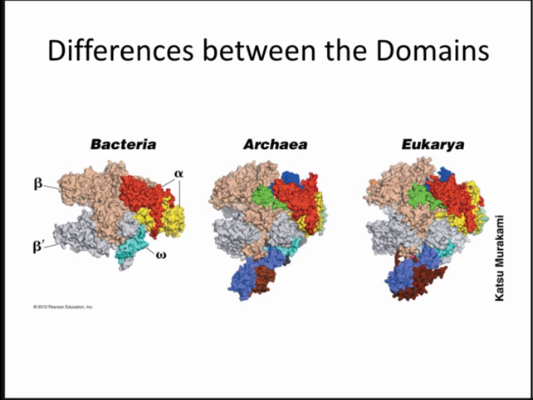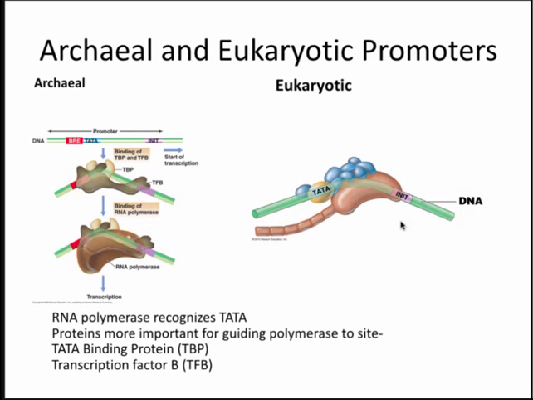If you look at the RNA polymerases from bacteria and archaea and eukarya, you see a difference. The bacterial RNA polymerase is different than the archaeal RNA polymerase. And the archaeal RNA polymerase looks very similar to the eukaryotic one. As I said, there are also differences in the promoters. Archaeal and eukaryotic promoters are different than bacterial promoters.